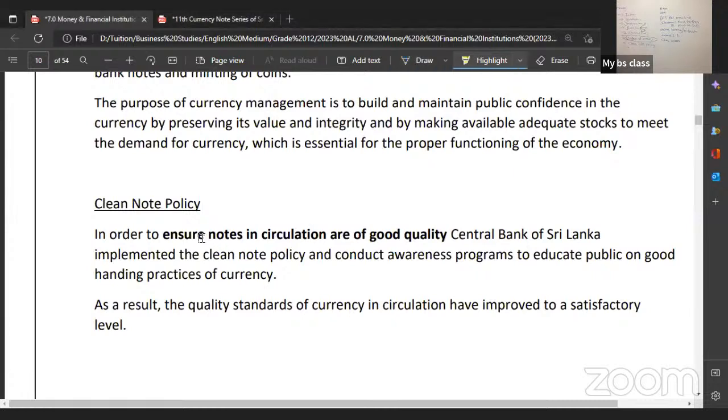So please highlight, this is about ensuring notes in circulation are of good quality. So CBSL implemented the clean note policy to conduct awareness programs to educate the public on good handling practices. As a result, the quality standards of the currency in circulation have improved to a satisfactory level.